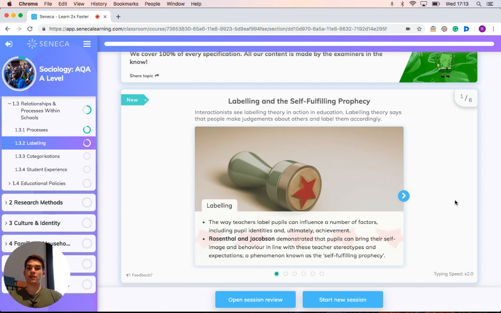Interactionists believe labelling theory is the key in education. Labelling theory says that people make judgments about others and label them accordingly. The way teachers label pupils can influence a number of factors, including the pupils' identities and ultimately also their achievement in school. Rosenthal and Jacobson demonstrated that pupils can bring their self-image and behavior in line with these teacher stereotypes and expectations. That's a phenomenon called the self-fulfilling prophecy.